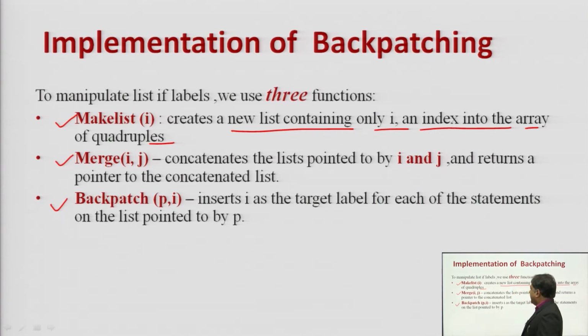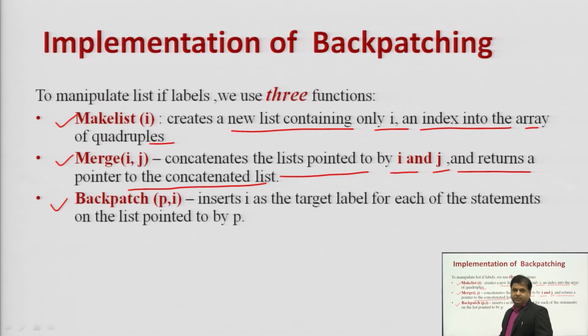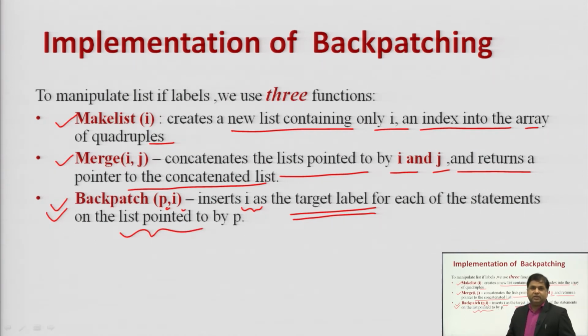Merge(i, j) concatenates the lists pointed to by i and j and returns a pointer to the concatenated list. We will merge the two lists, we will see. And third is backpatch. This contains two parameters p and i. It inserts i as the target label for each of the statements on the list pointed to by p. For each statement on p, what I have to insert is i. We will see with the help of an example what is the meaning of p, what is the meaning of i, what is the meaning of makelist, etc.